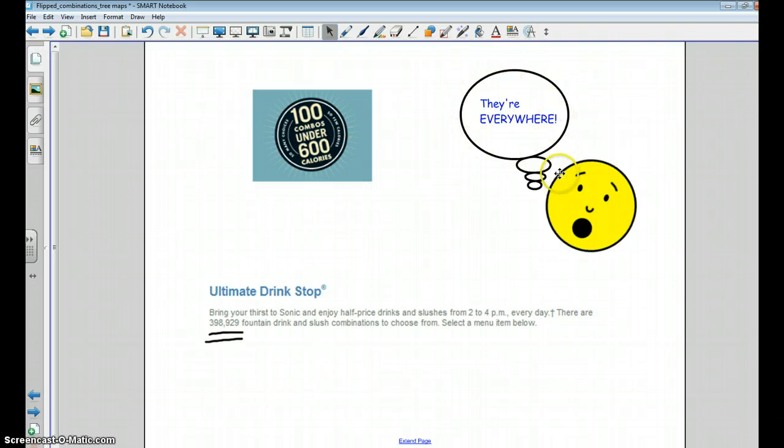So these combinations, they're everywhere. We can find them in our everyday life. Another place that really blows my mind is how many combinations of drinks you can make at Sonic. There are 398,929 different fountain drink combinations you could make. So if you wanted to add cherry to a Coke or cherry to a Dr Pepper, maybe it's vanilla, or maybe you want to make it diet, there are all of these different options that you always have in order to have different selections.